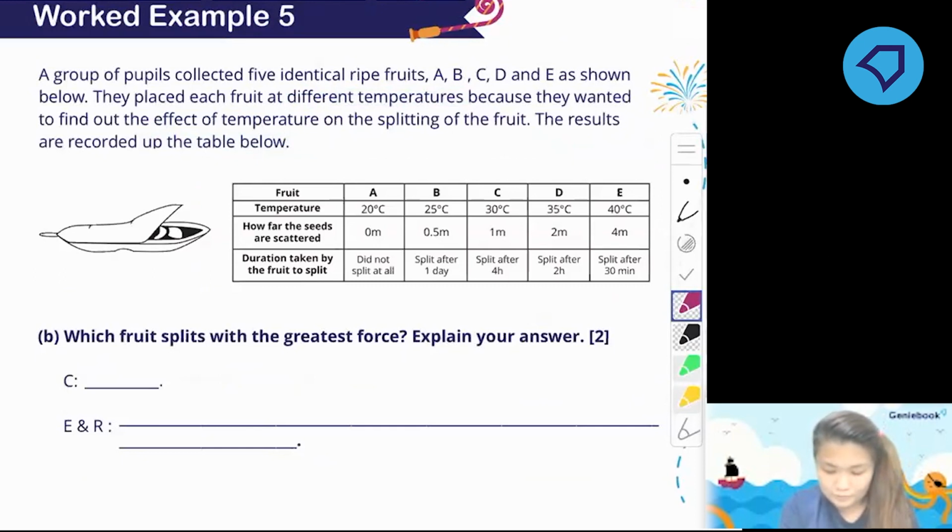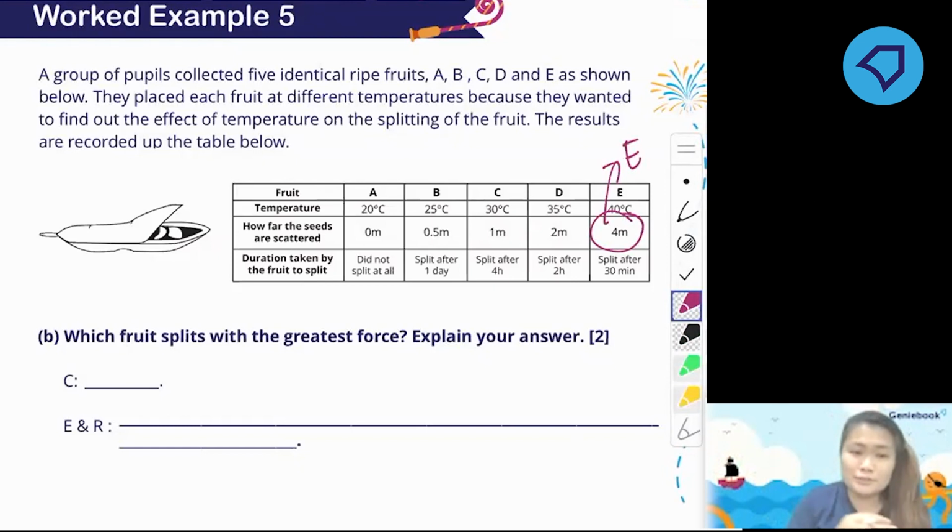Same thing here. We are going to look at which one will split open with the greatest force. Which one do you think? You're able to tell me fruit E. Some of you told me that it was scattered the furthest, right, furthest away. So that's how we are able to see that it's split with the greatest force. The information you can extract here is that it's scattered furthest away. So this would be your evidence.